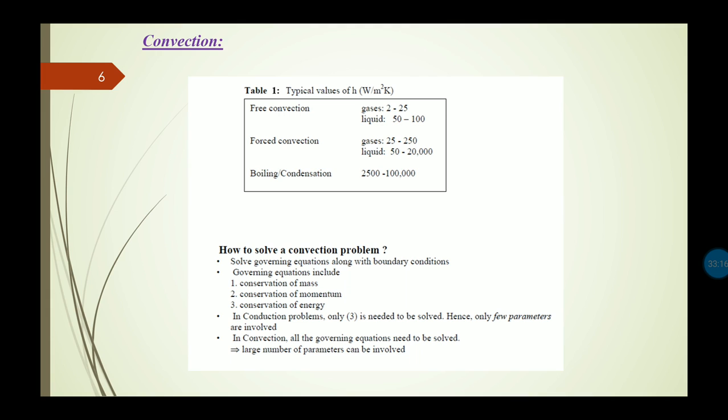So only a few parameters were involved in the conduction problems. But in case of convection, all the governing equations we need to take into consideration. That means conservation of mass, momentum, and energy will all be taken into account. That means a very large number of parameters can be involved, and that's why solving the numericals will be much more complicated in case of convective heat transfer.